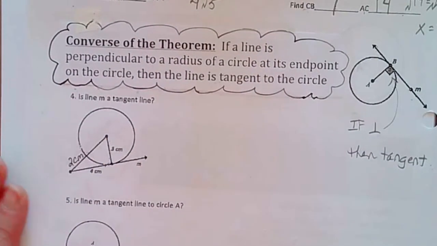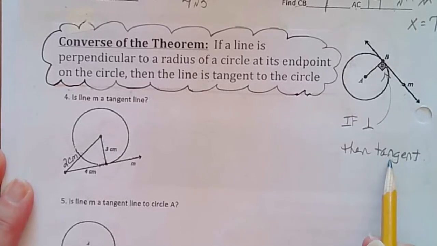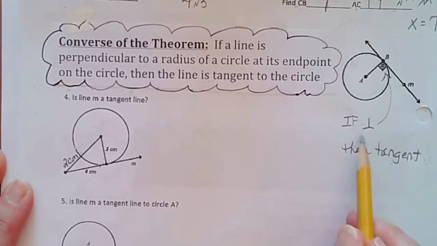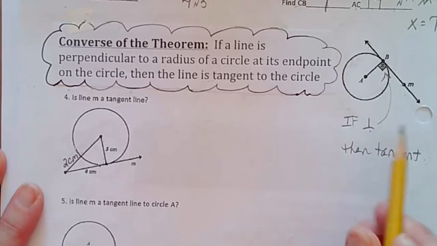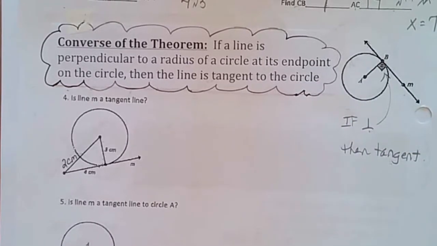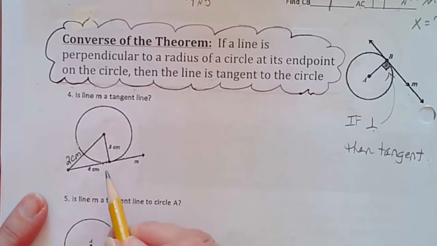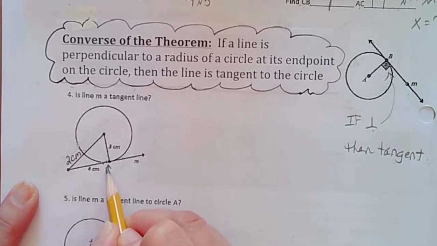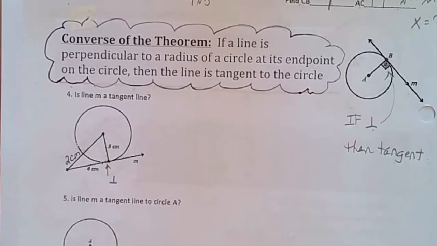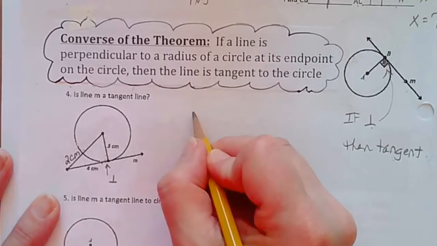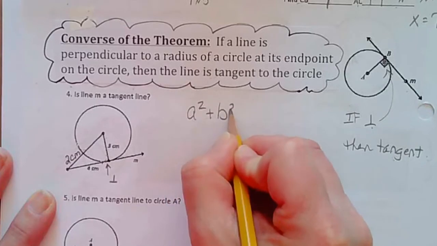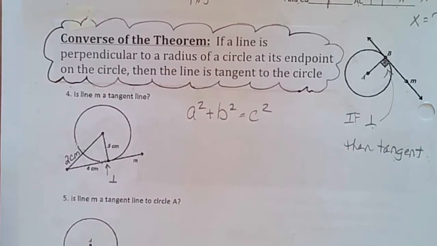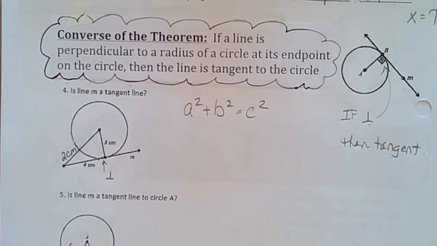So for number 4, is it a tangent line? Well, if you want to know if something is tangent, then you must have perpendicular lines, or these 2 segments here. You have to have that right angle at a point of tangency. So looking at number 4, if this here is a right angle, then the line is tangent. So we are still using our Pythagorean theorem. We're going to test with a squared plus b squared equals c squared. And if the Pythagorean theorem holds true, then we know that we do have a right angle here, and when we have the right angle, then we know the line is tangent.